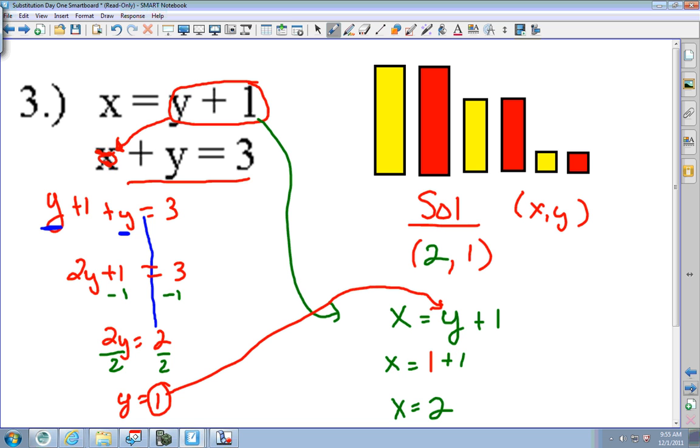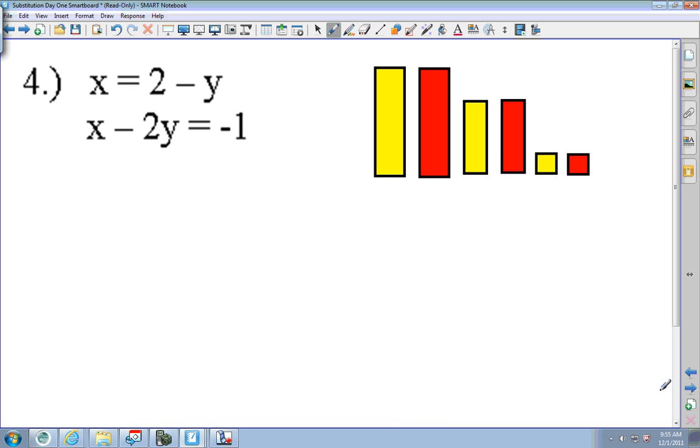Okay, let's try it again. All right, wipe your boards off. Here's the next one. Once you write this down, I want you to find one of the equations. It's either an x equals or y equals, and I want you to circle that. This says x equals, so I'm going to circle it, and I'm going to put it in the other equation for x.